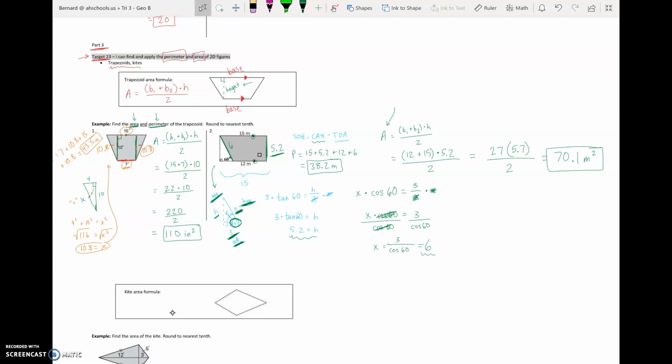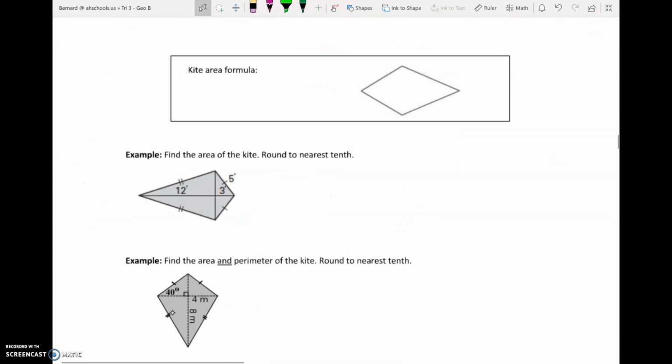Perimeter, as always, is all the sides added up. Area deals with this formula right here. All right, now let's move on to kites. Just a couple problems for kites.